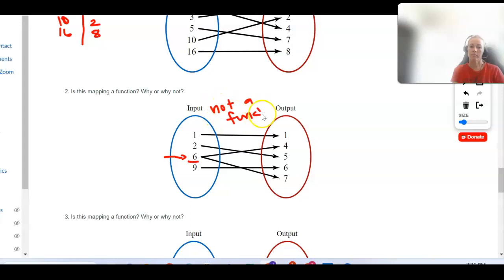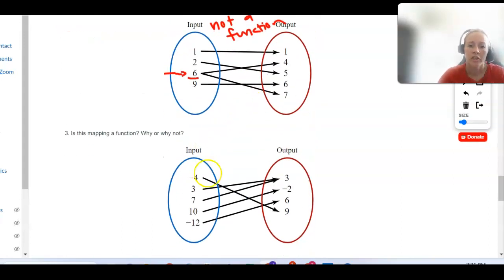Okay, let's look at another one. So we have -4 going to 9, 3 going to 3, 7's also going to 3, 10 going to -2, and -12 going to 6. So I want you to think about this. Would this one be a function or no? So think about it for a minute. Pause if you need to.